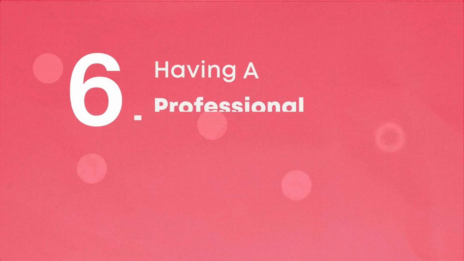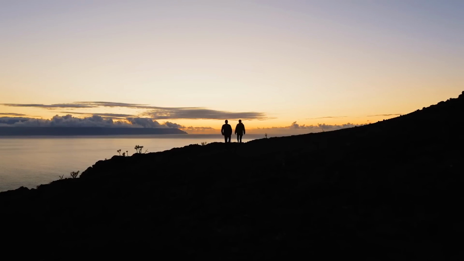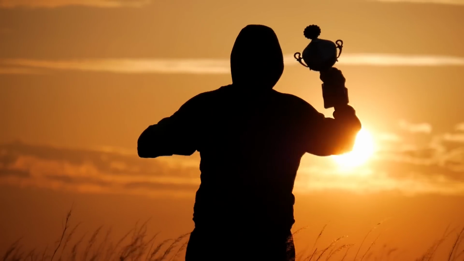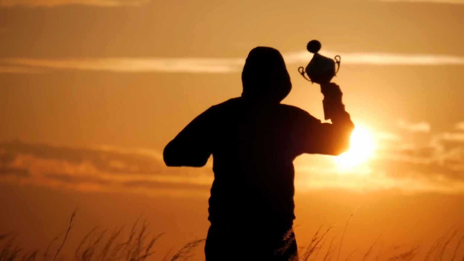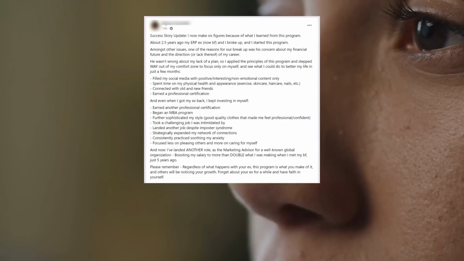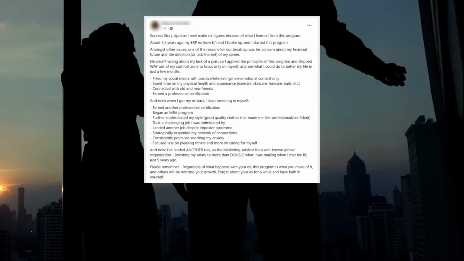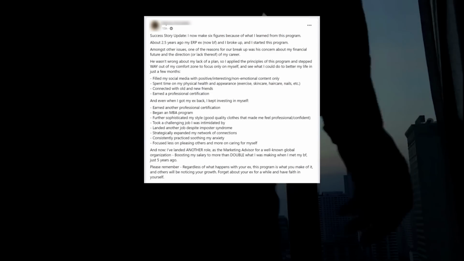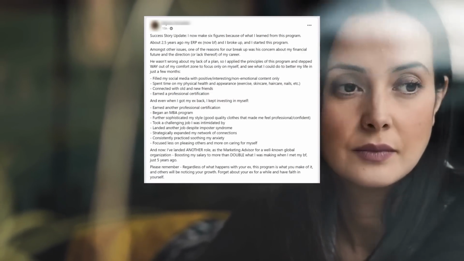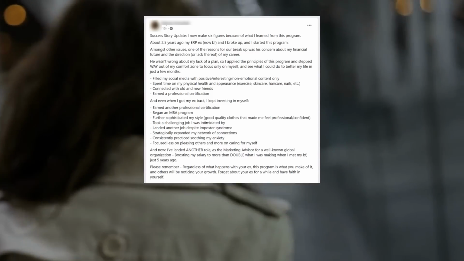The next thing is to have a professional goal. You'd be really surprised at how often we get individuals who don't ever think about this. And to put this in perspective, I'm actually going to cite from a success story that I stumbled across today. This individual said about 2.5 years ago, my ERP ex, who's now my boyfriend, and I broke up. And then I started this program. Amongst other issues, one of the reasons for our breakup was his concern about my financial future and the direction or lack thereof of my career. He wasn't wrong about my lack of a plan, so I applied the principles of this program and stepped way out of my comfort zone to focus only on myself and see what I could do better in my life in just a few months.